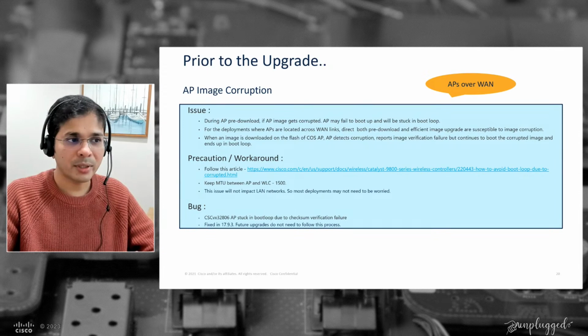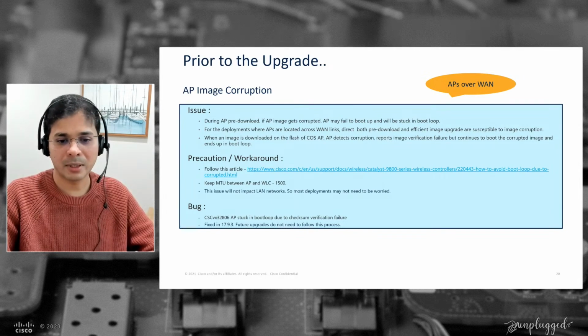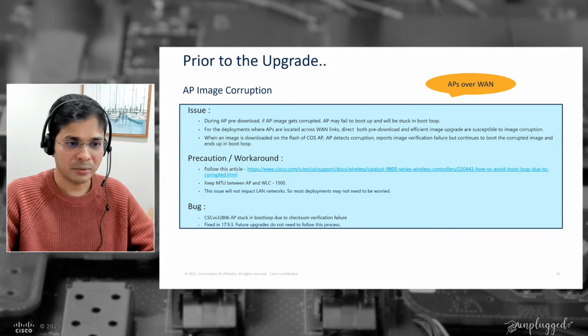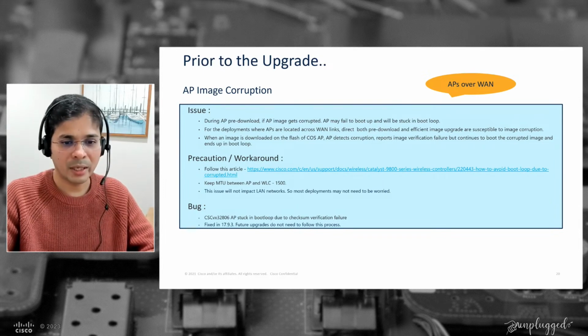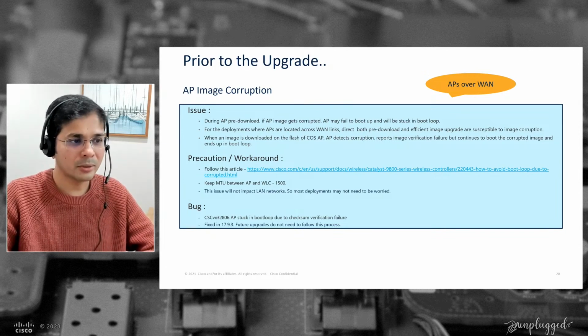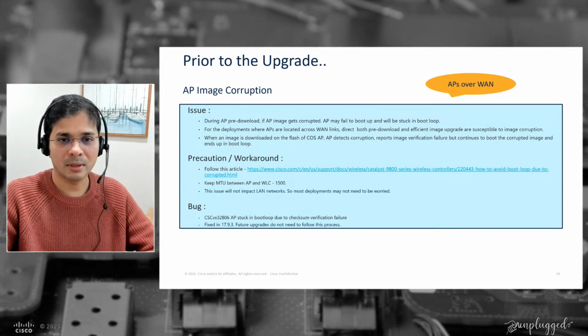Also on the access points, by end of this month or early next month, we plan to ship all the hardware with 17.9.4 access point software. So all of these fixes will be inherently available in those base images. So we want to make sure that these issues don't happen again.